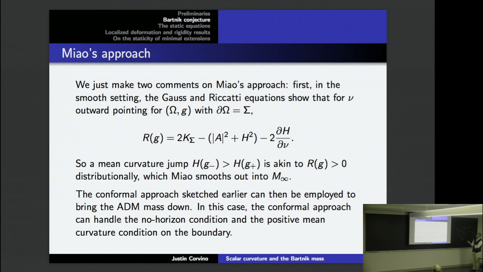So I'll mention a couple of points on this. First of all, the jump in the mean curvature, so the equality in the mean curvature, can be motivated by looking at this equation, the Gauss equation together with the Riccati equation.